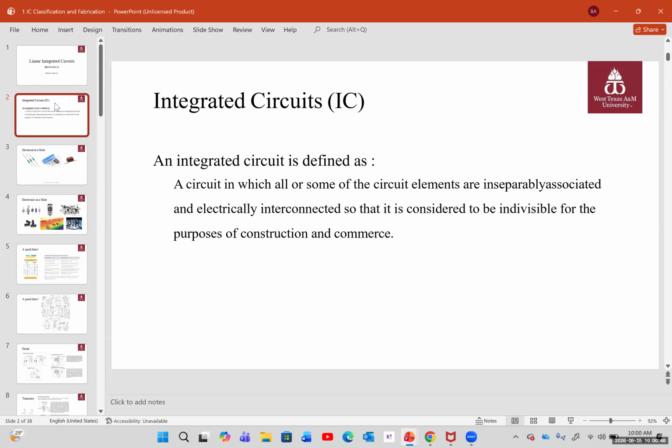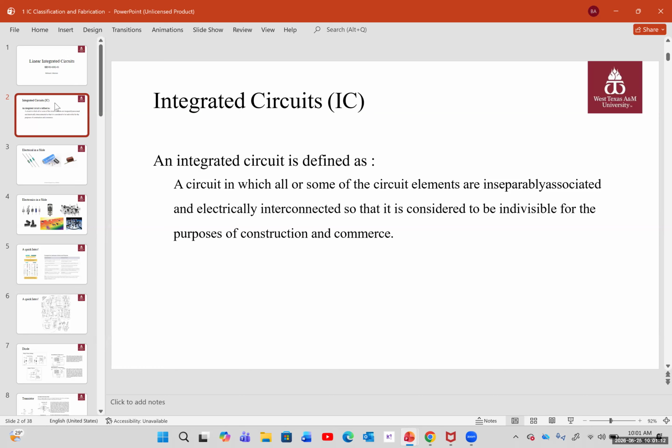So what is an integrated circuit or an IC? An integrated circuit is defined as a circuit in which all or some of the circuit elements are inseparably associated. Something that is integrated, connected together, and you can't take it apart.